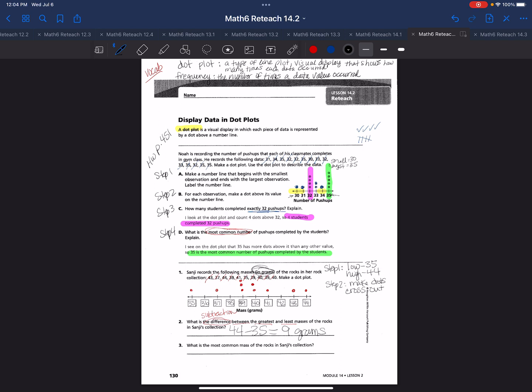The next question asks, what is the most common mass of rocks? That means which one has the most dots, and I can see here that it's 39. So the most common is 39 grams. This is our lesson for Module 14, Lesson 2, Grade 6.